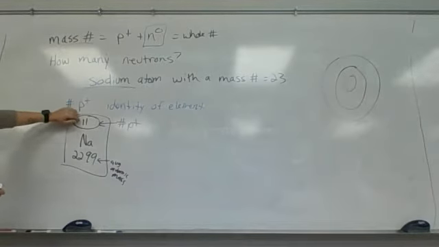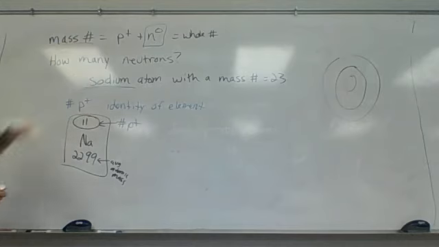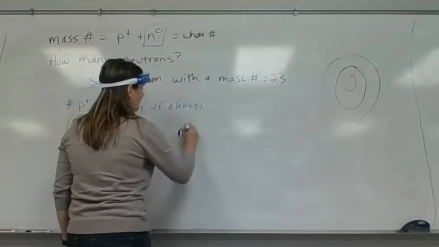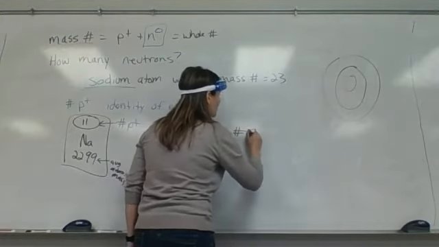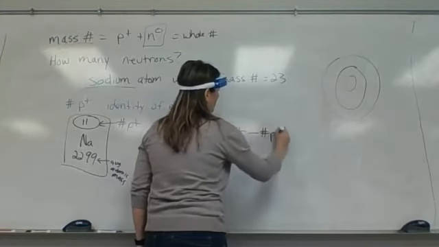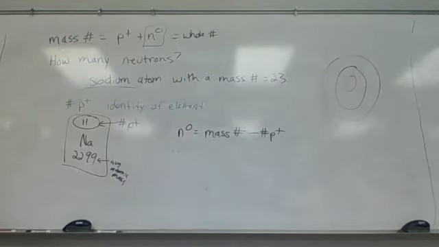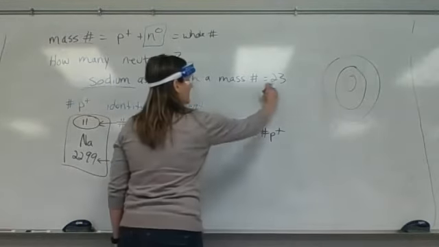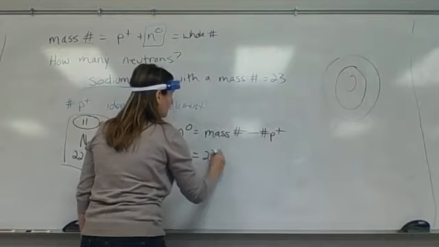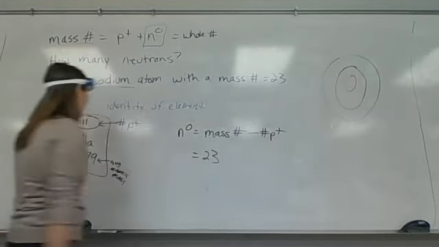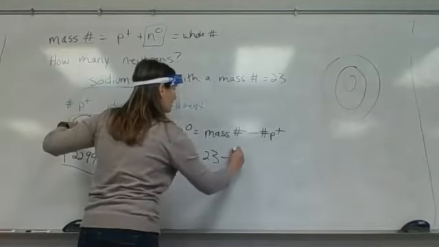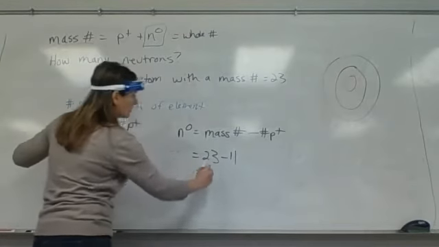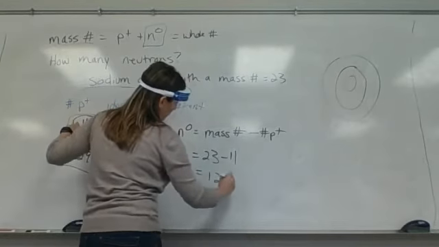We have our number of protons, 11, so we can rearrange this equation to solve for the number of neutrons. To solve for our neutrons, we take our mass number and subtract our number of protons from it. The mass number they gave us in the question was 23. The number of protons, we found by looking up sodium on the periodic table, 11. Subtracting those, we get 12 neutrons.